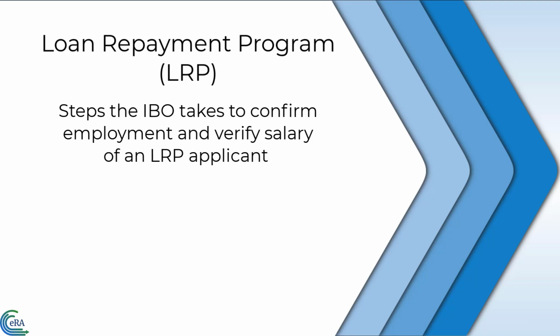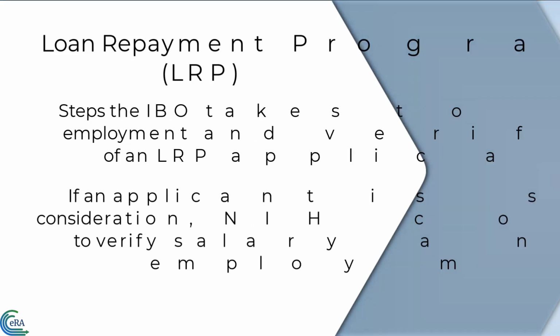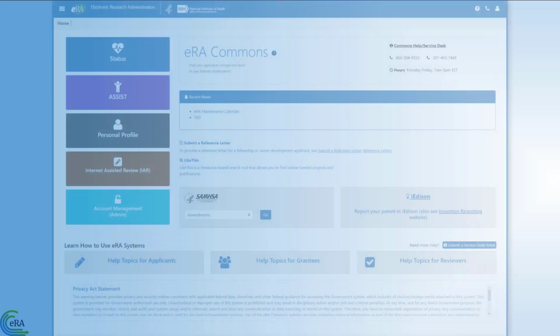LRP applicant. If your new LRP applicant is selected for further consideration, NIH will contact you, the IBO, in the spring or summer to verify the applicant's salary and confirm that the applicant is still at your institution. It should be noted that this process is only for new applicants and is not required for renewal applications.